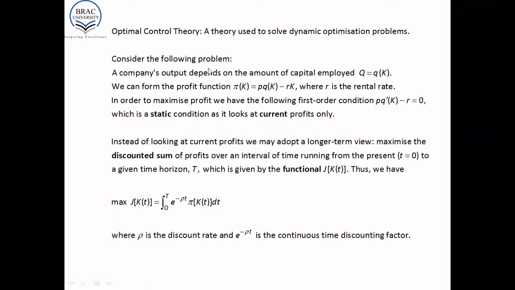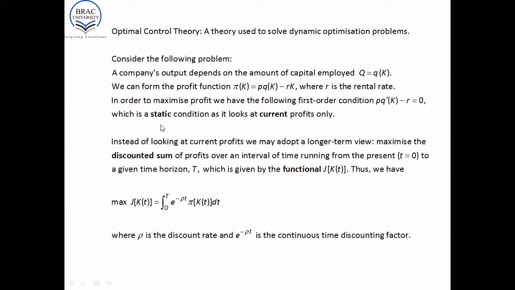So consider the following. A company's output depends on the amount of capital employed. So Q, which is output, is equal to q(K), where K is capital. We can form the profit function pi(K) = P times Q(K), which is total revenue, P is the price, minus RK, which is total cost. Since you're only using capital, this is the only cost. R is the rental rate of capital. Now, in order to maximize profit, we have the following first order condition. If you differentiate this expression, you get P times Q'(K) minus R is equal to 0.